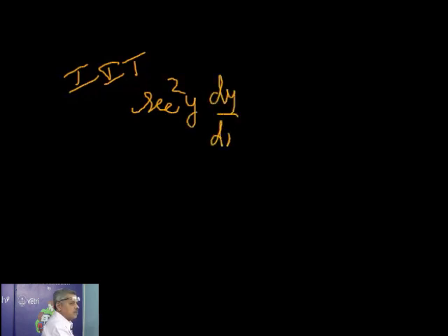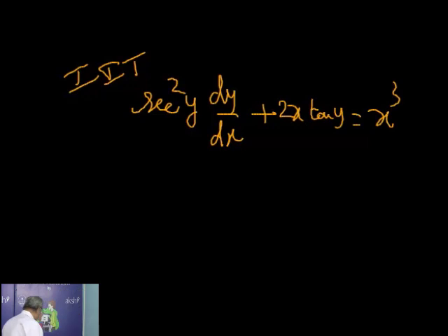So, this is an IIT type of problem. That is, secant square y dy by dx plus 2x tan y is equal to x cube.